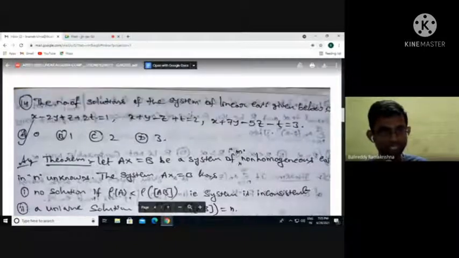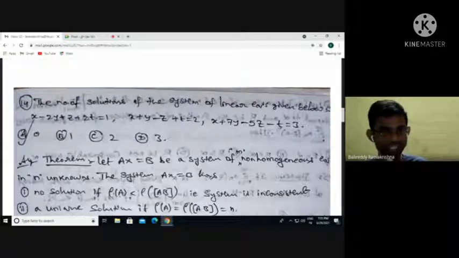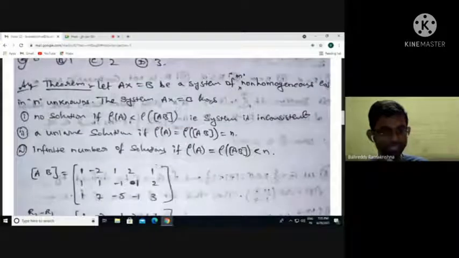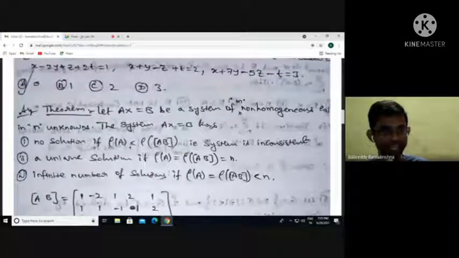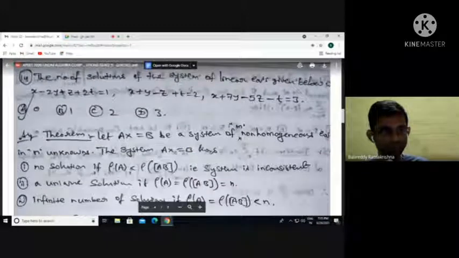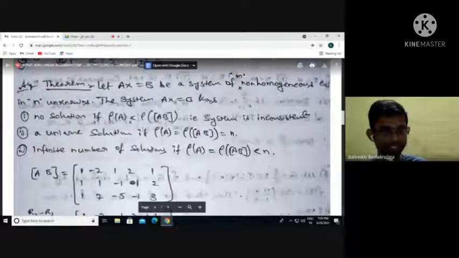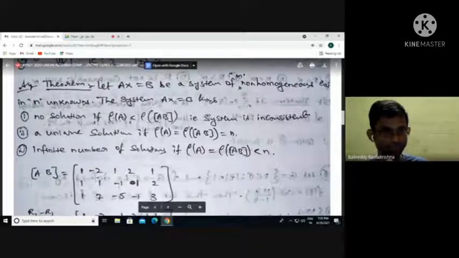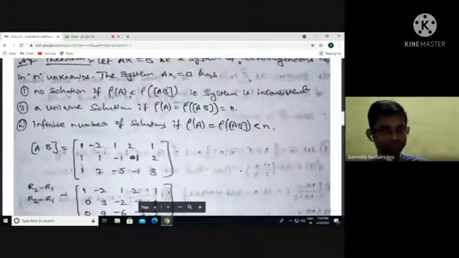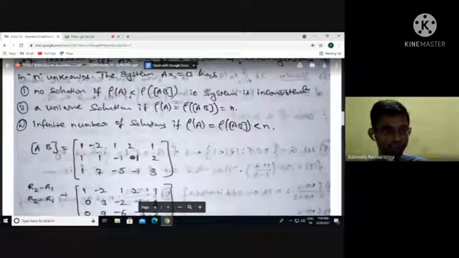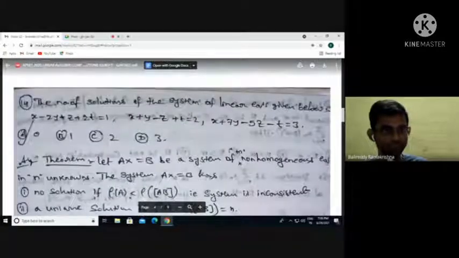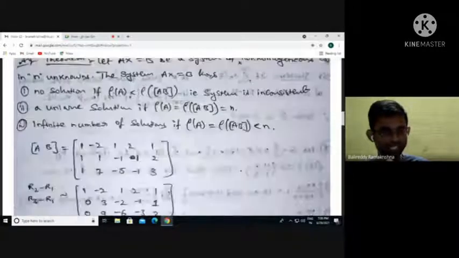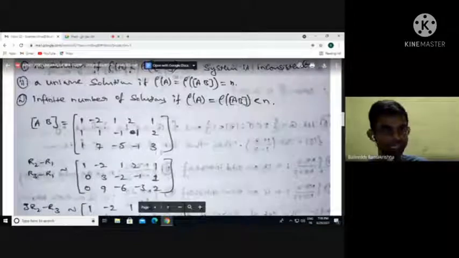Okay, and here first we have to write this system of equations in matrix form as Ax is equal to B. So first we have to write the augmented matrix AB, and here the coefficients of x, y, z, and t are taken as rows. We have augmented AB as 1 minus 2 1 2 1, 1 1 minus 1 1 2, 1 7 minus 5 minus 1 3. This is augmented AB. We are writing the coefficients of this system of equations in matrix form. This is called augmented AB.